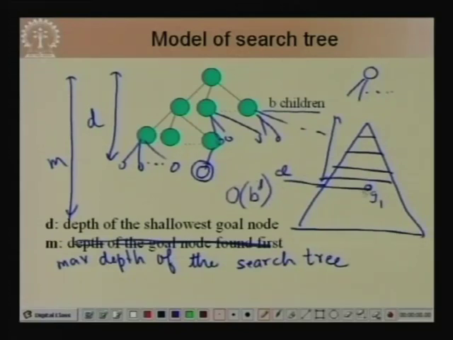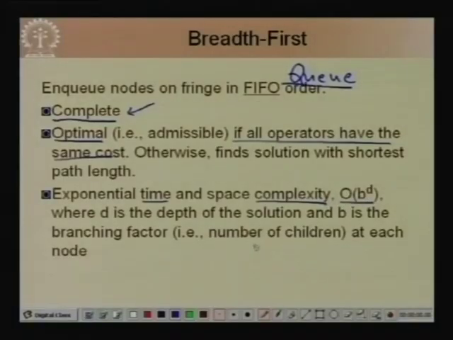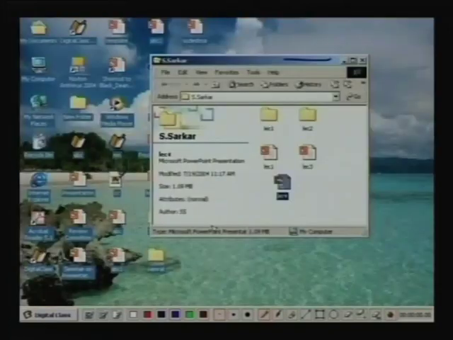And the number of nodes which are at the fringe is also of the order of the maximum number of nodes at a depth. So we can see that the time and space complexities of breadth first search are both of the order of b to the power d, where d is the depth of the solution and b is the branching factor at each node.